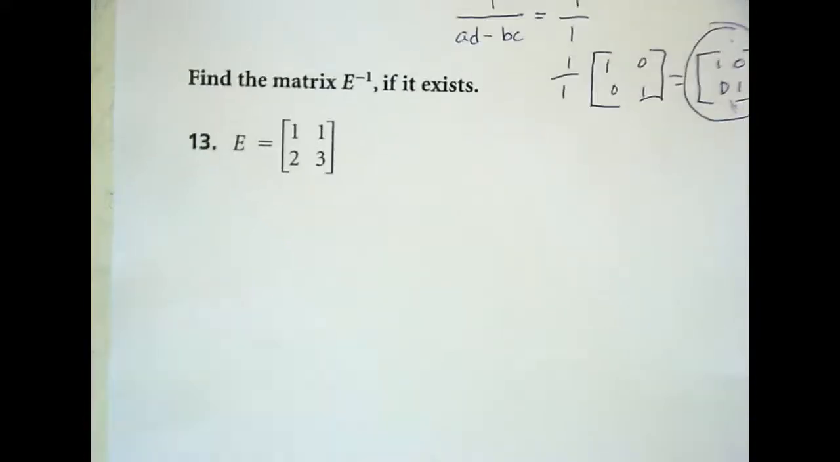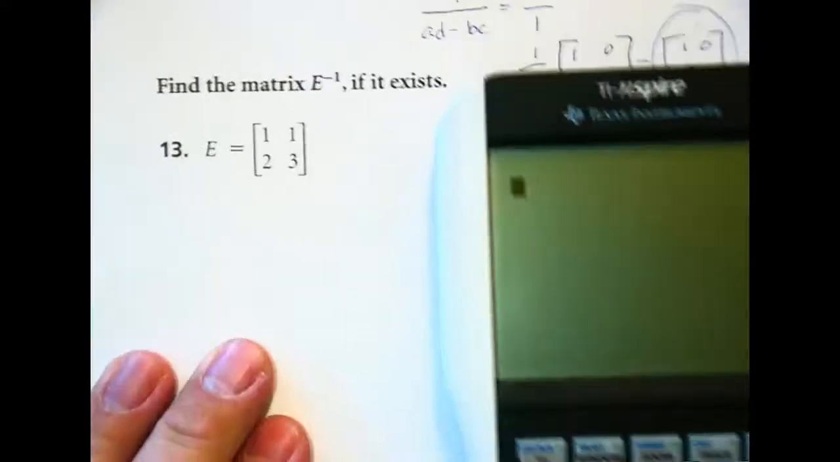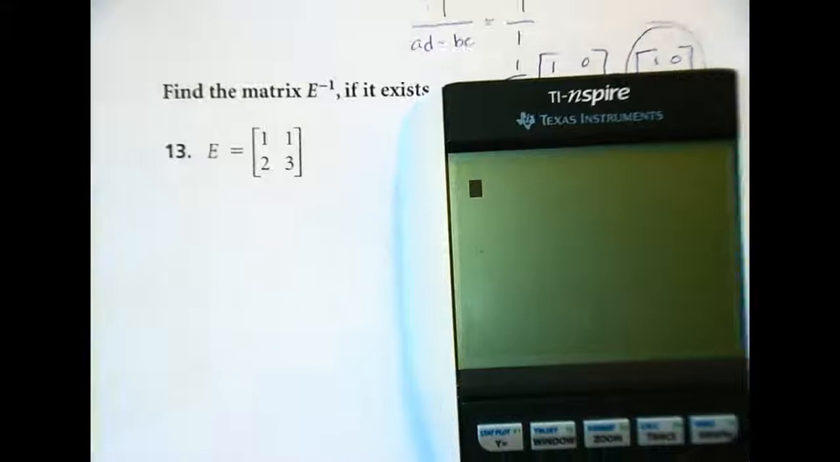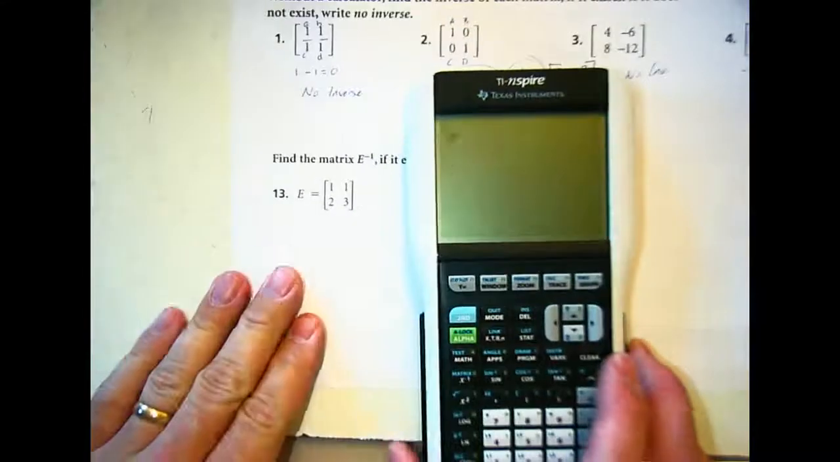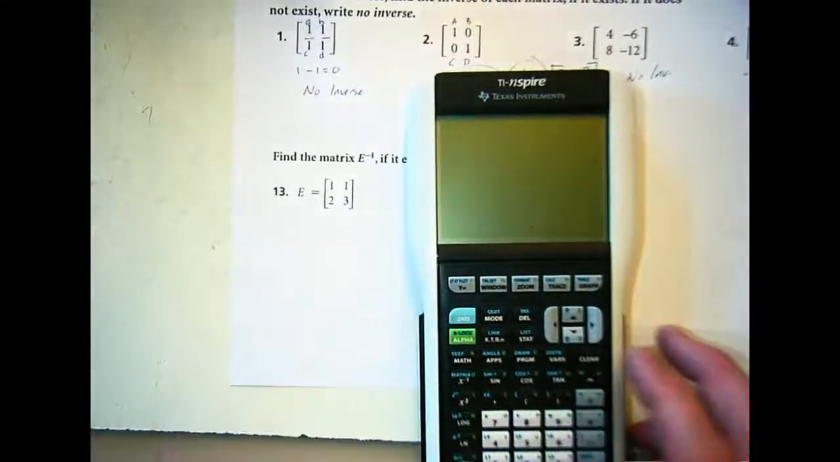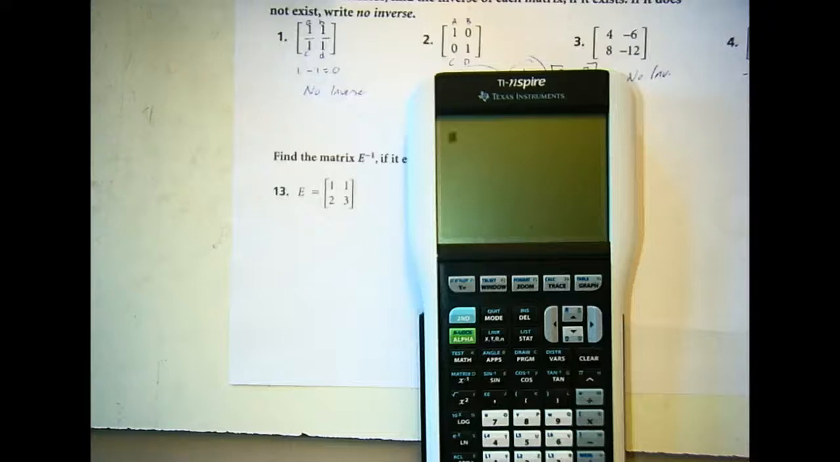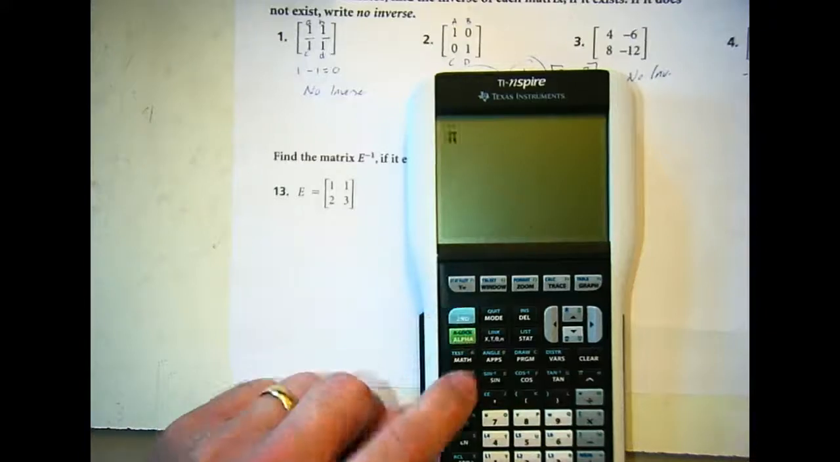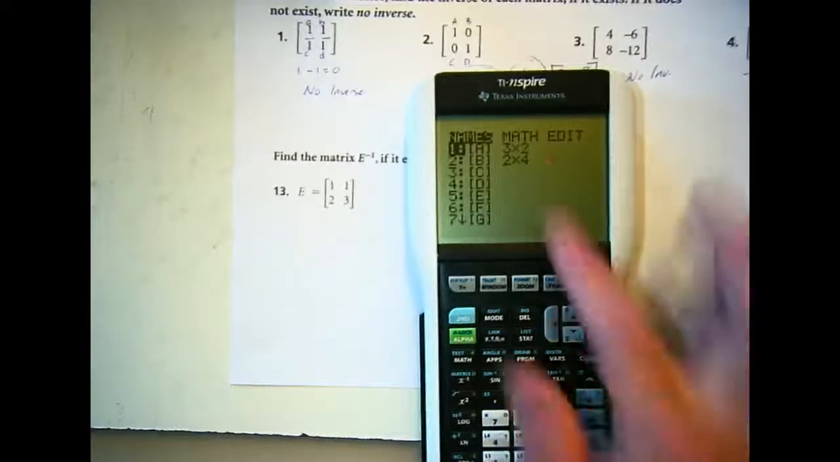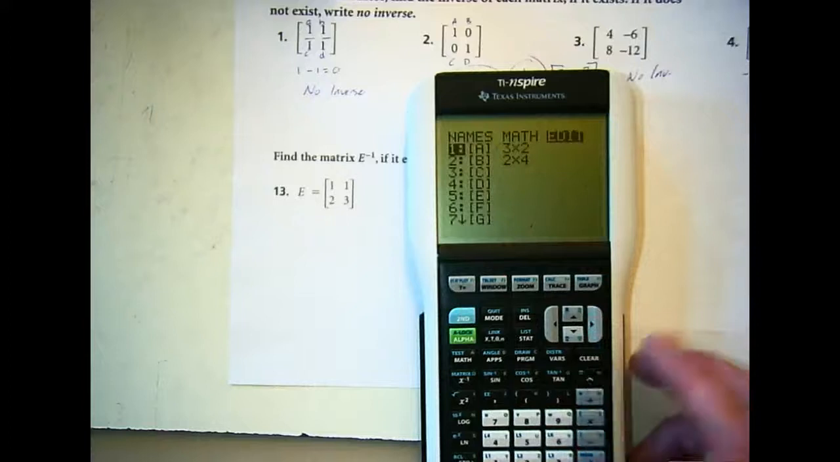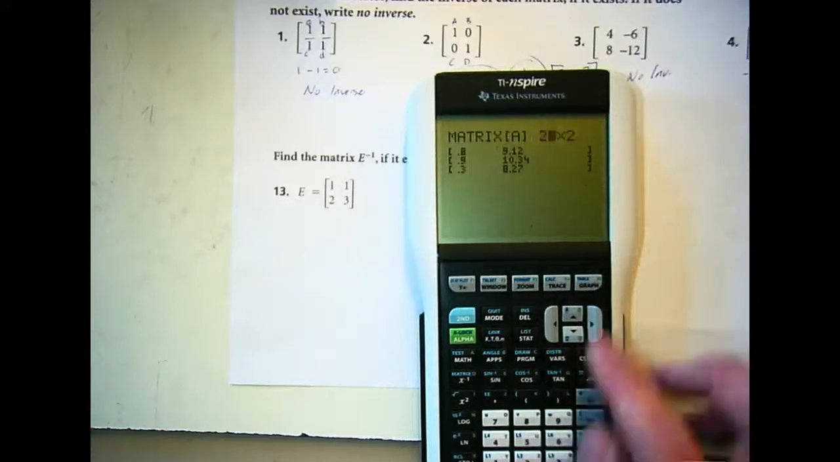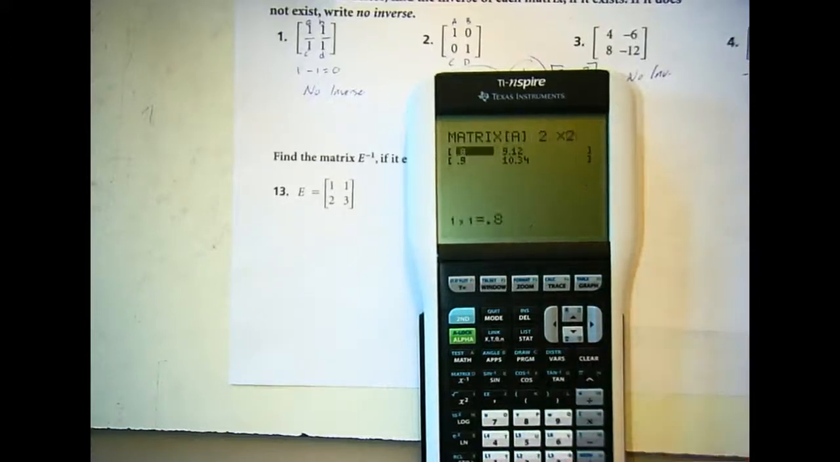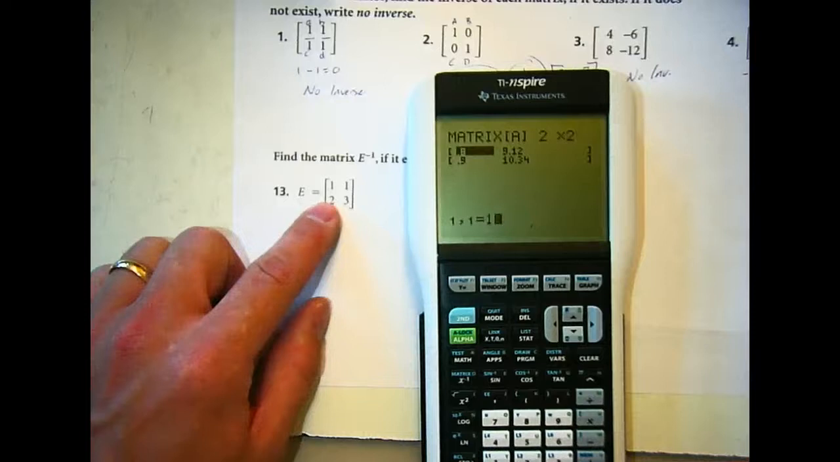Okay, I want you to try number 13 on your calculator. You need to plug that into your calculator. So, for those of you who have forgotten how to put these in, extremely quick review. First, pay attention, please. Second matrix. I have things in my matrices. I'm going to go over to edit. I'll just overwrite them. So I need a 2 by 2. I'm going to put in my 1, 1, 2, and 3.